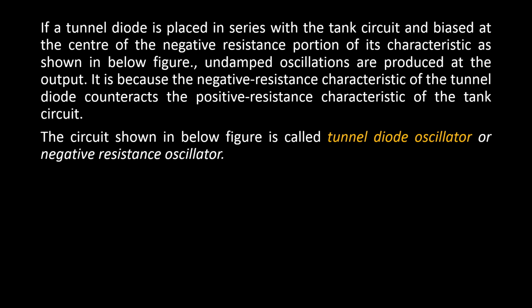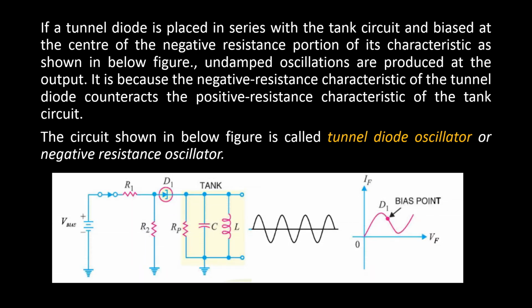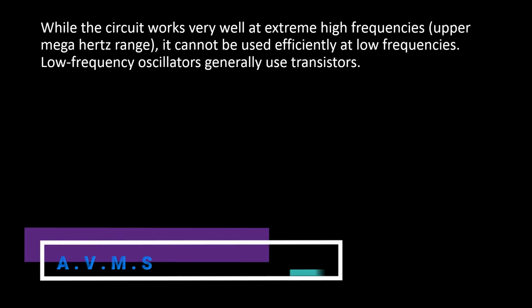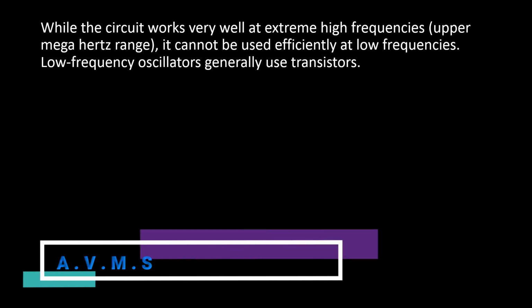The circuit shown in the figure below is called a tunnel diode oscillator or negative resistance oscillator. While the circuit works very well at extreme high frequencies, the upper megahertz range, it cannot be used efficiently at low frequencies. Low-frequency oscillators generally use transistors.